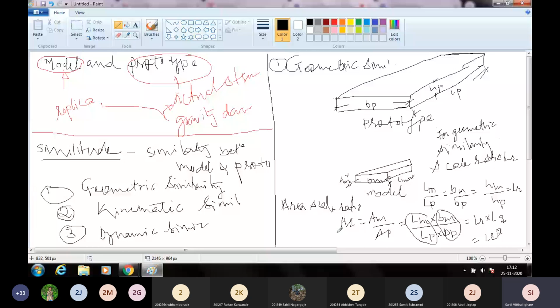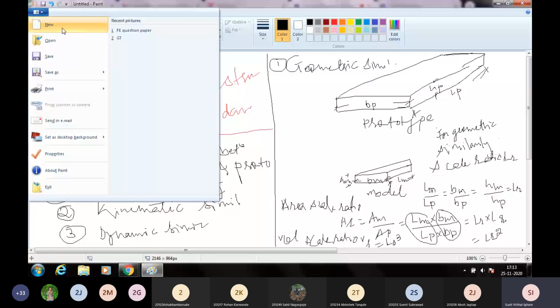In the same way, if I just want to write the volume scale ratio, can you answer it directly? Yes, volume scale ratio. So we just have to give the answer, that is directly VR is equal to LR raised to cube. Okay, so this is the way to see the geometrical similarities. Next one is the kinematic similarity.